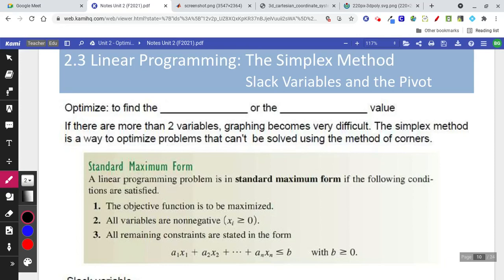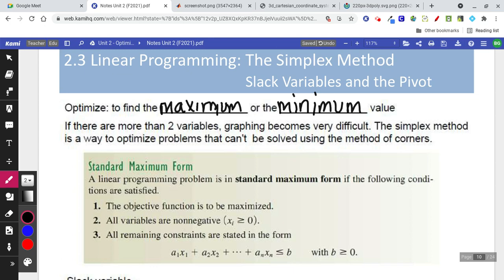2.3, linear programming, the simplex method, slack variables, and the pivot. We've been talking about optimization, and optimize means you're going to find the maximum or the minimum value. But the problem is, if there are more than two variables, graphing becomes very difficult. The simplex method is a way to optimize problems that can't be solved using the method of corners.